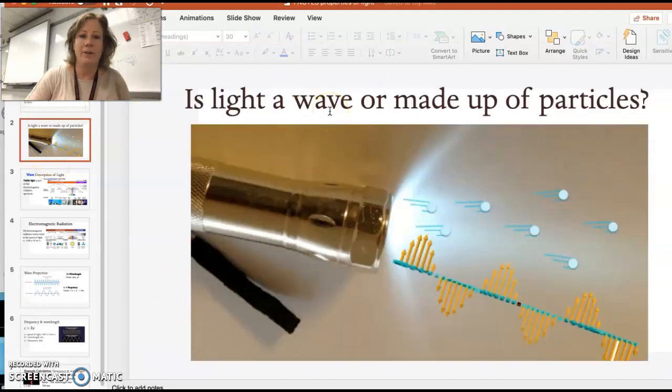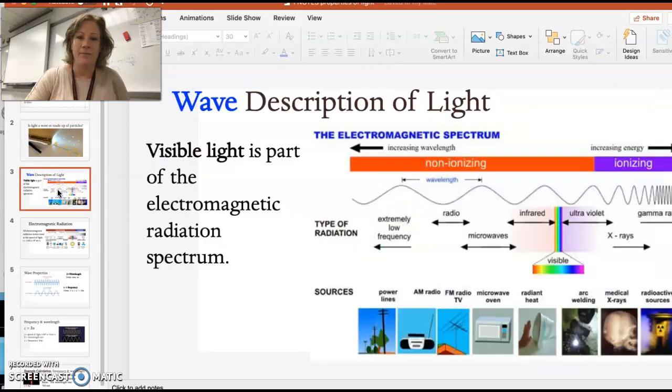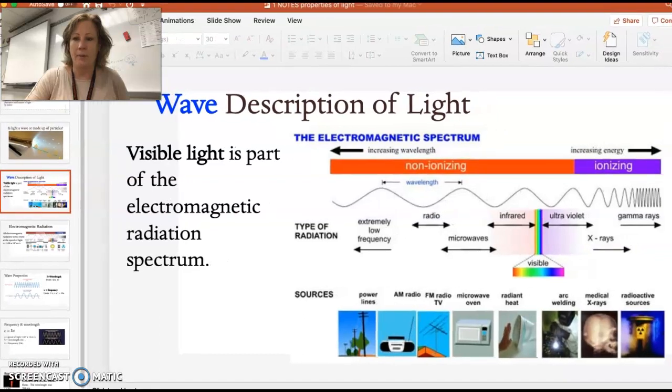So the question I have for you, and we're going to be answering this throughout this unit, is: is light a wave or is it particles? Right now we're going to focus on it as being a wave, but in reality there are times where looking at wave characteristics isn't enough for us to understand certain things, and we'll get to that too. We talked about this briefly in the video where I talked about gamma radiation.